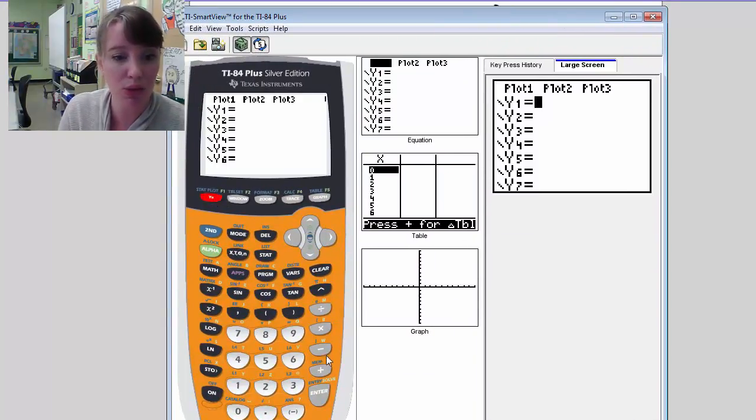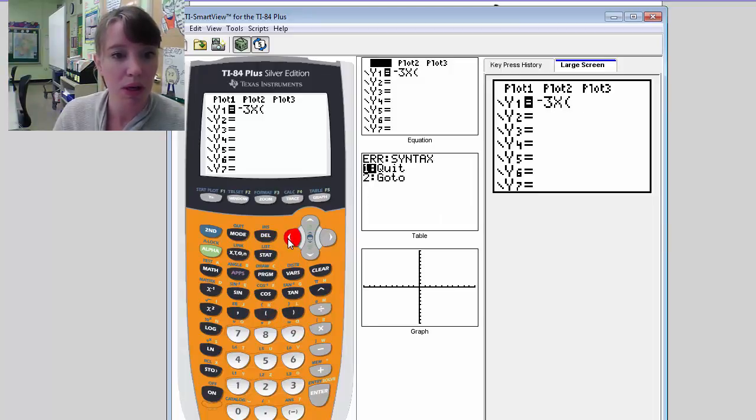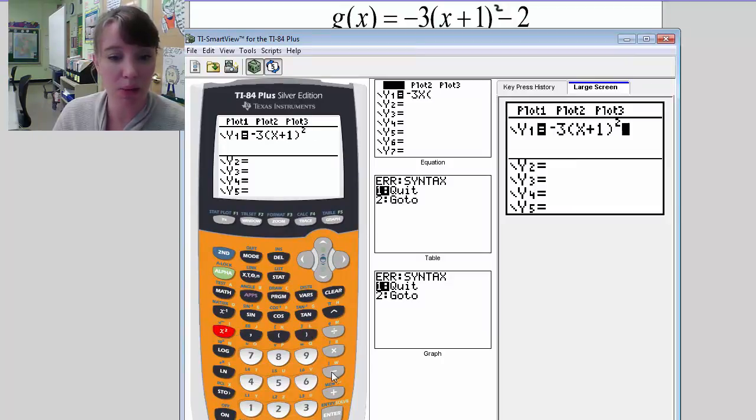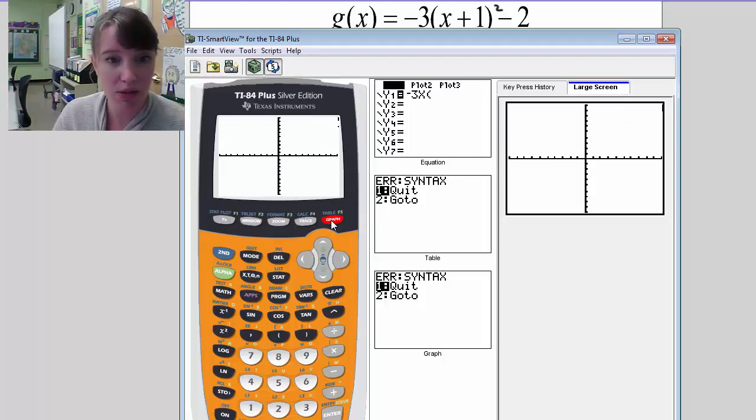We have y is equal to -3, actually, let's see, it's -3 times the quantity x, and it should be +1. And then that quantity is going to be squared. And then we are subtracting 2. Okay? Let's go ahead and graph that, right?